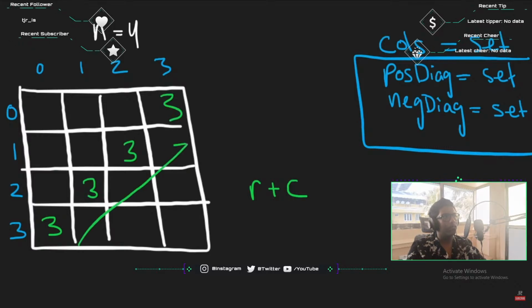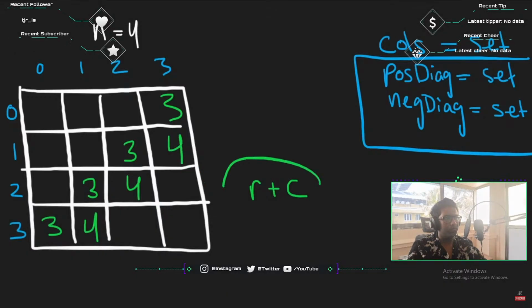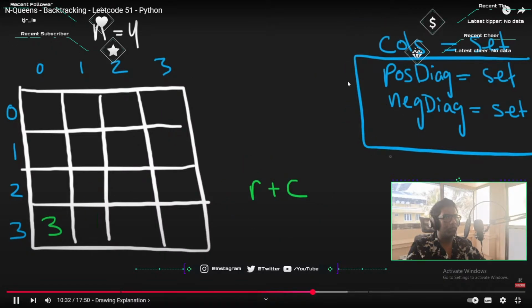What about this diagonal? Does it also work? Well, 3 plus 1, that's 4 in this position. 2 plus 2, that's 4. And this is also going to be 4. So you can see positive diagonals can be determined with R plus C. Turns out that these 3 sets are the only information we need. Then we can brute force start placing queens.